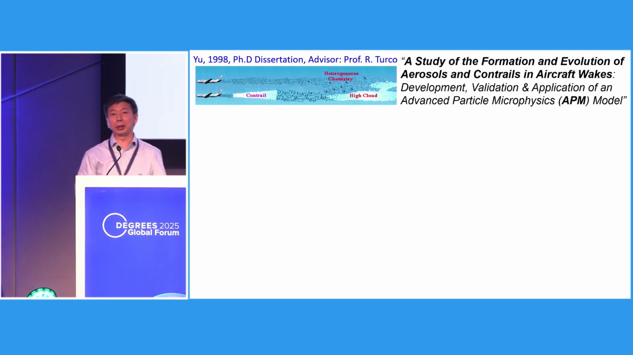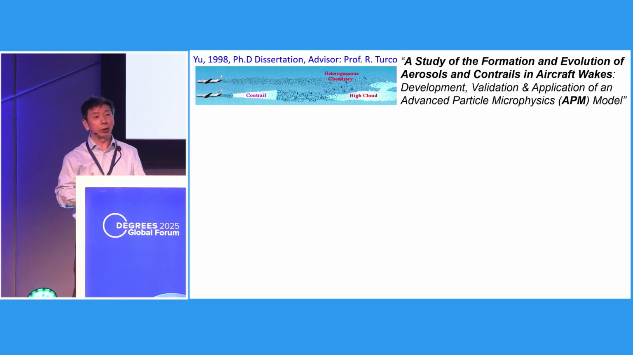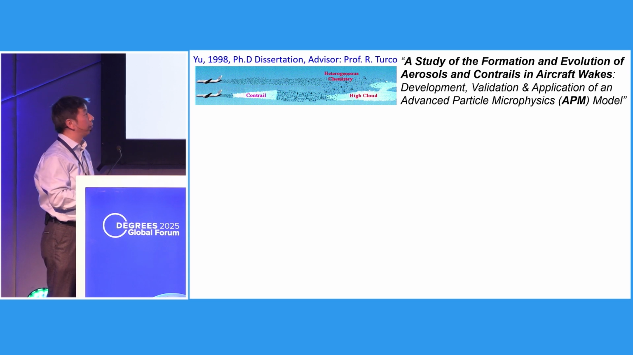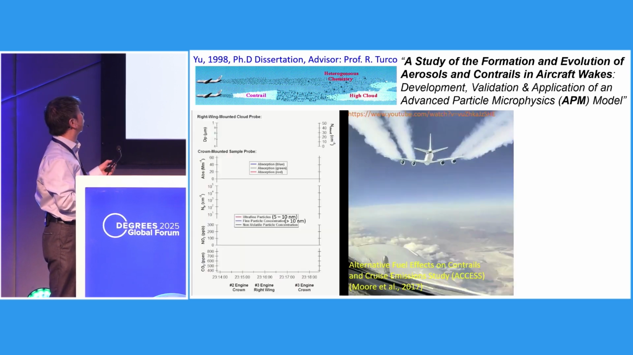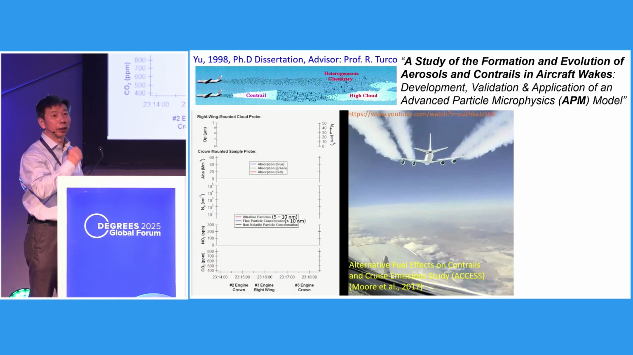So how do we deal with the particle size distributions? We developed this model called APM. It's a sectional model. I developed this model during my PhD work with Richard Turco, around 1998, looking at the particle formation and contrail formation in aircraft wake. If you can click the movie.